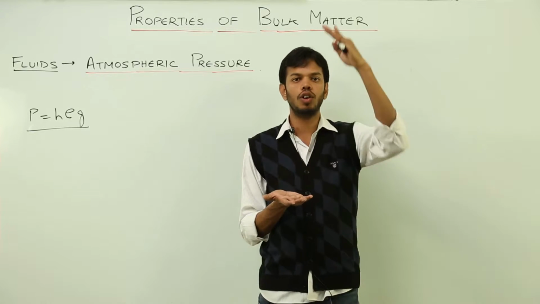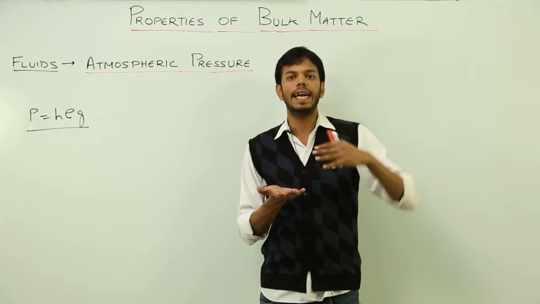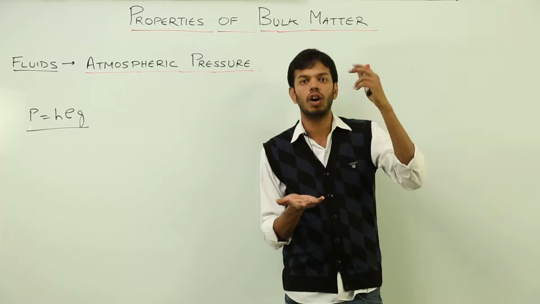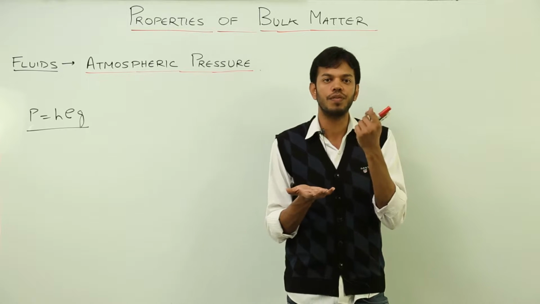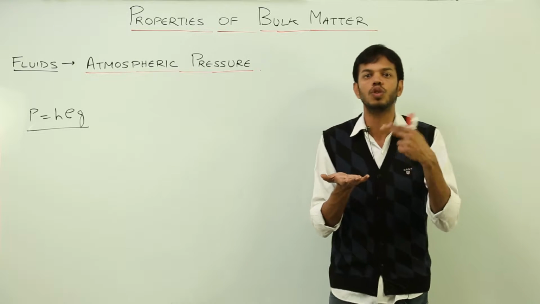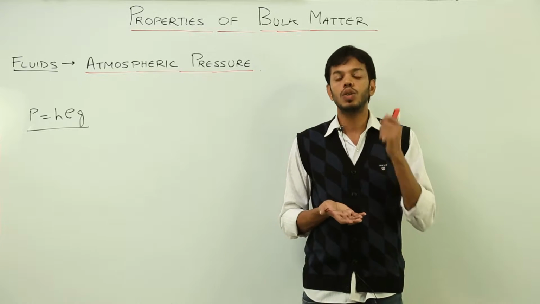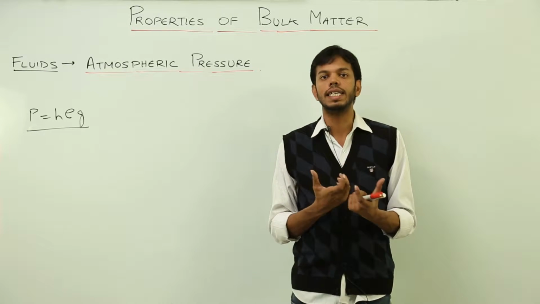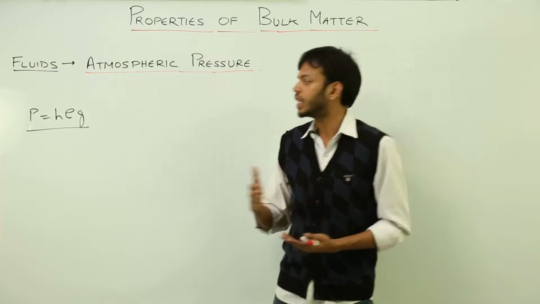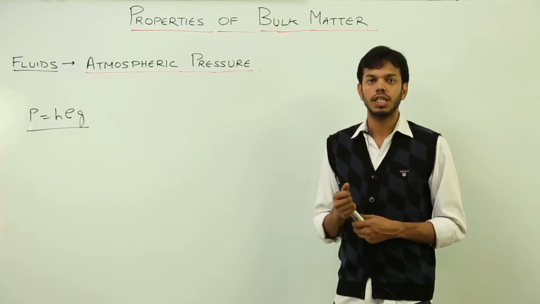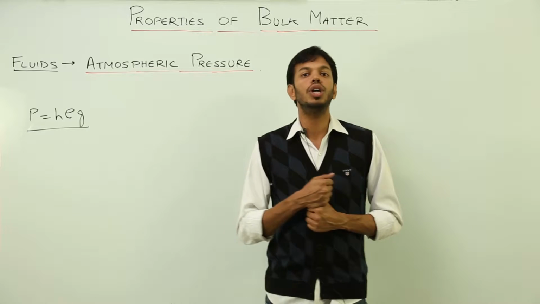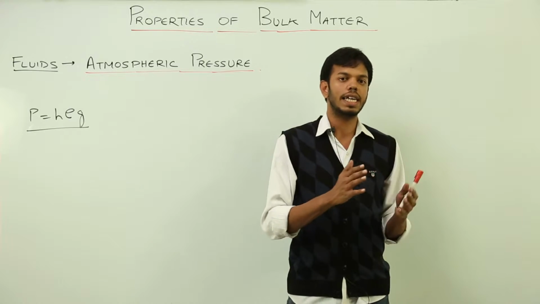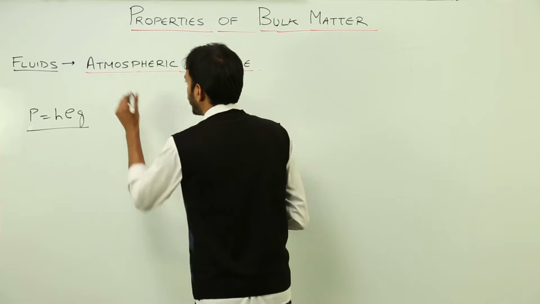So this vertical column, of whatever height the atmosphere extends up to, is also putting some weight or pressure on my hand, because force exerted per unit area is called pressure. When this pressure is exerted by the atmosphere, we call it atmospheric pressure, which is what we are studying.